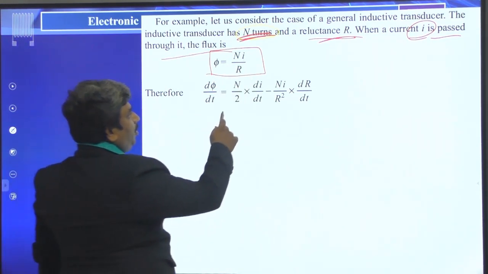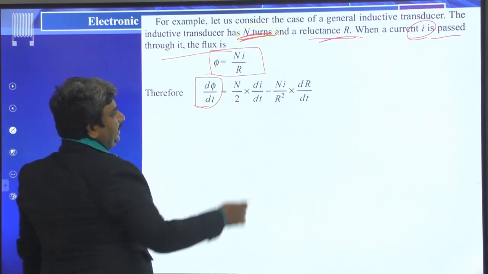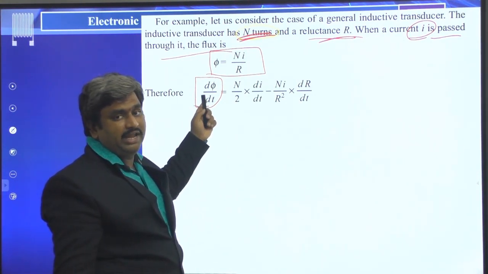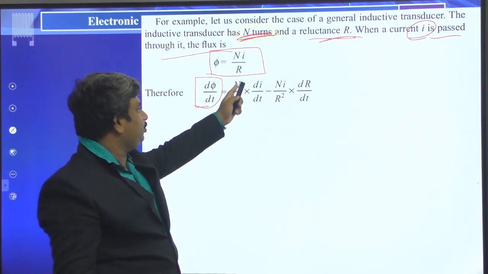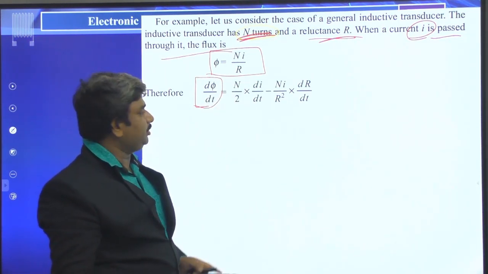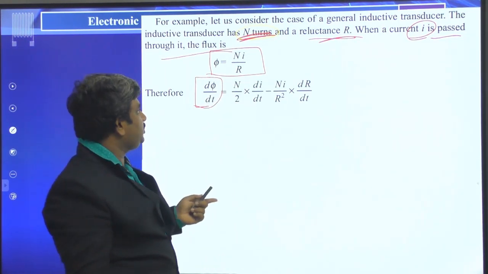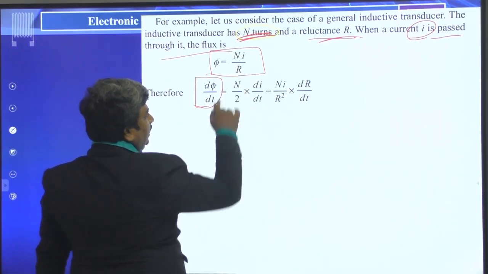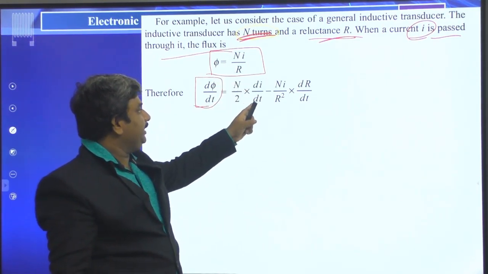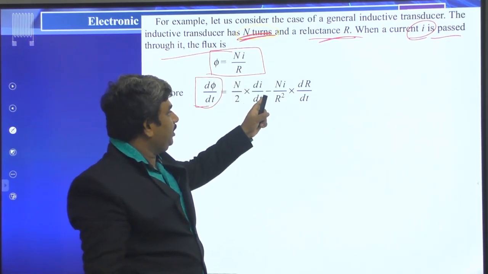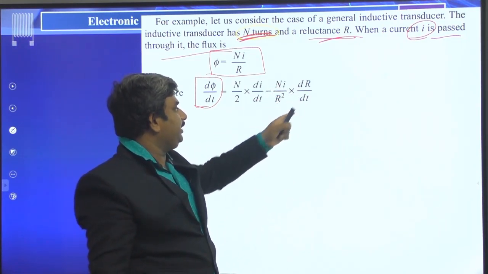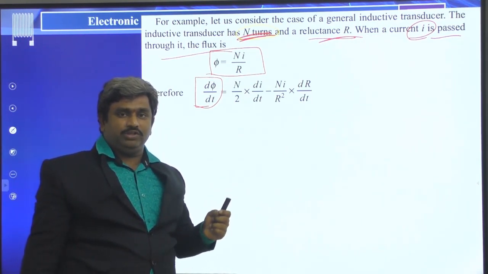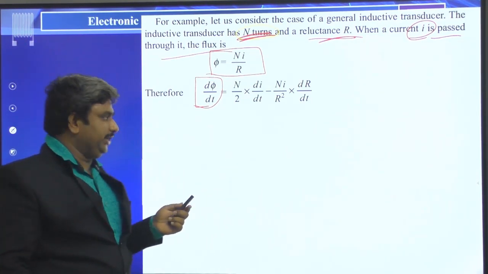Now we differentiate. d phi by dt is equal to N by R, where N is the number of turns and R is also a constant parameter, into di by dt, that is the differentiation of I, minus Ni by R square into dR by dt. Here, for R and I, these two parameters, I am doing the differentiation.